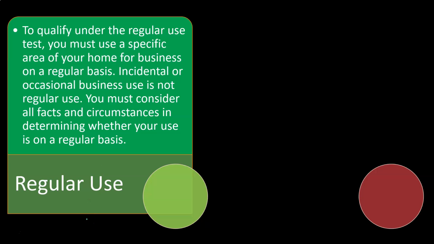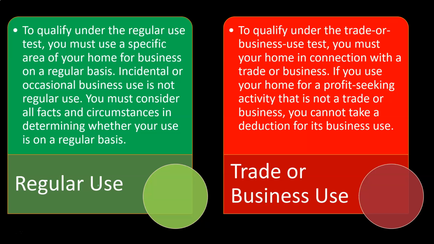So now we're looking into regular use. What does that mean? To qualify under the regular use test, you must use a specific area of your home for business on a regular basis. So it's got to be something that I use somewhat consistently for the business, for the generation of revenue. Incidental or occasional business use is not regular use. You must consider all facts and circumstances in determining whether your use is on a regular basis. So you've got to have regular use, you're using it regularly.